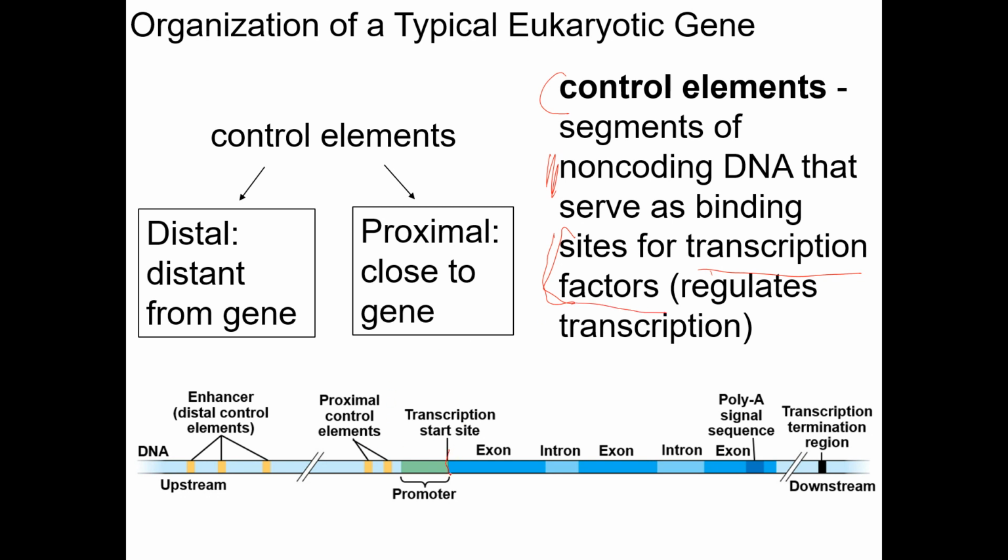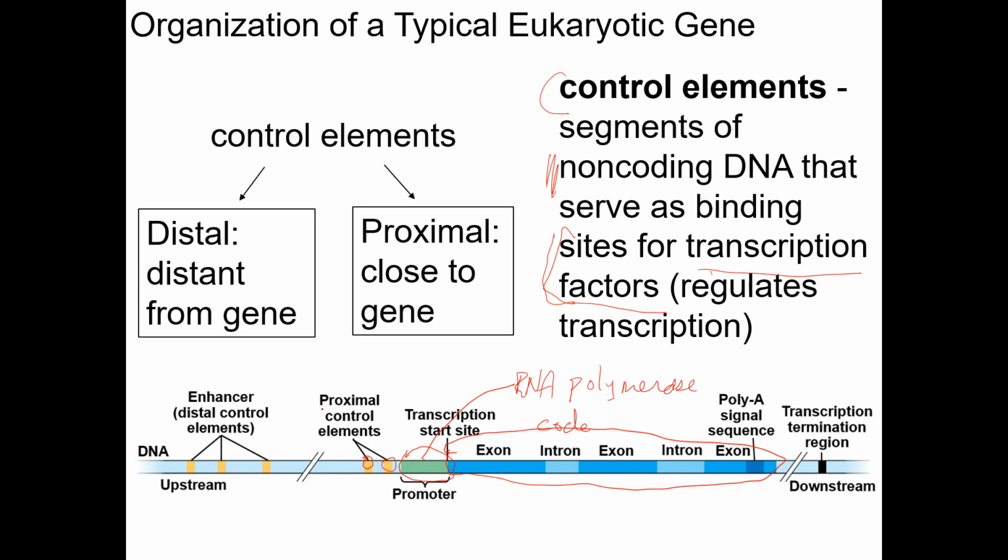So this would be the coding piece of DNA. And this is going to code for a piece of RNA that codes for a protein. This part is the promoter. That's where RNA polymerase binds. These are called control elements.